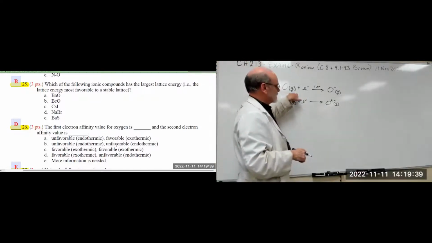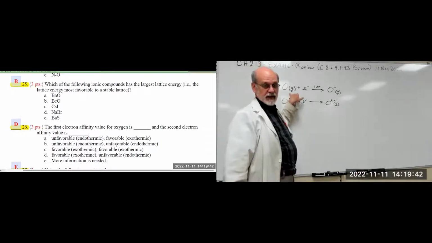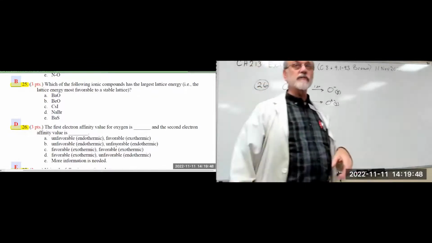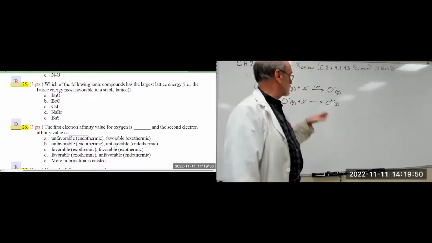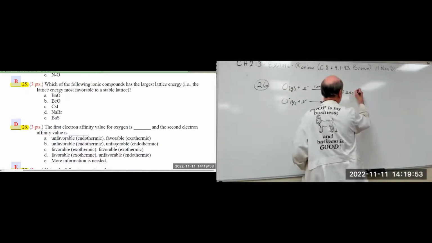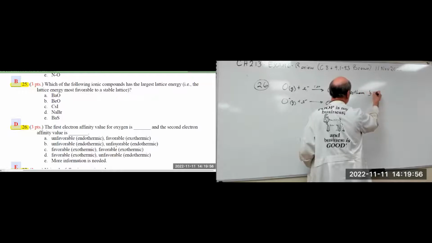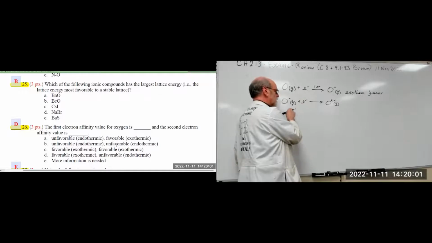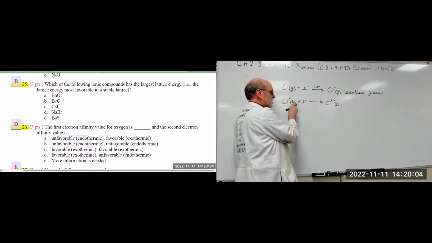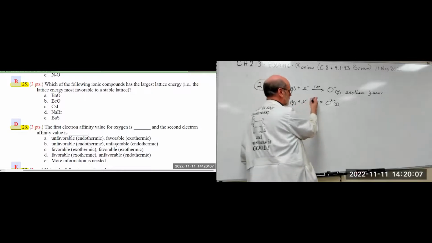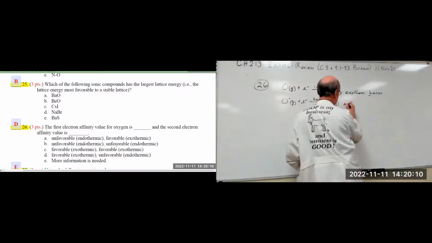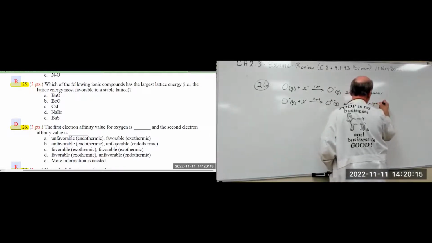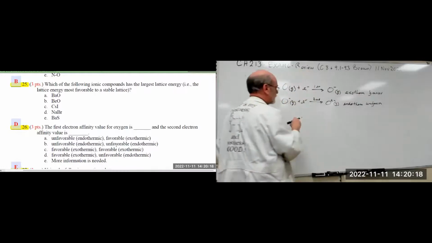This one should be exothermic. It should be favorable. It should give up energy as the electron approaches oxygen because oxygen is fairly electronegative. It will attract electrons. So this one should be exothermic or favorable. But when you try to put another electron on there and you've already got a negative charge, you get repulsive forces now. So the second one should be endothermic or unfavorable. That just means you've got to force the electron in there.